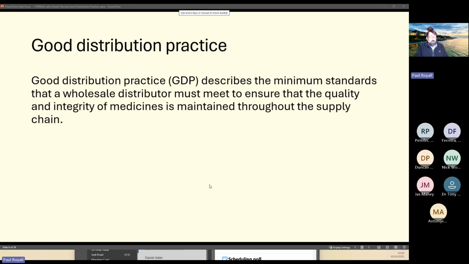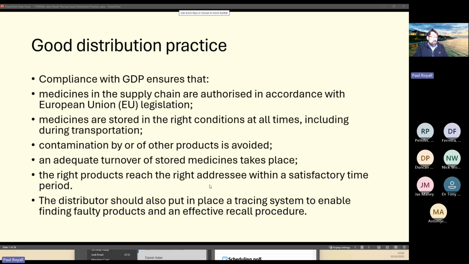And here, the distributor would be our drone operator that's flying the drone. So they need some evidence. So good distribution practice: we must ensure that the medicine supply chains are authorized in accordance with the regulator. Here I've got the European Union. They're stored in the right conditions, so therefore at the right temperature. Many of these medicines are required to be stored between 2 and 8 degrees. Some of them are required to be stored between 20 and 22 degrees.